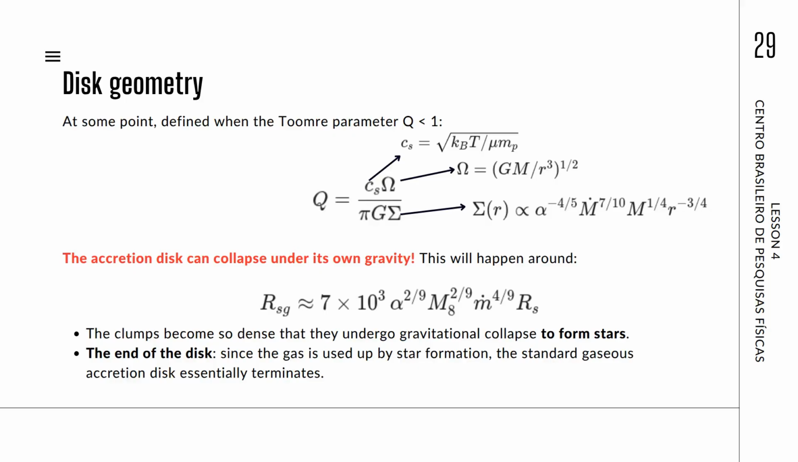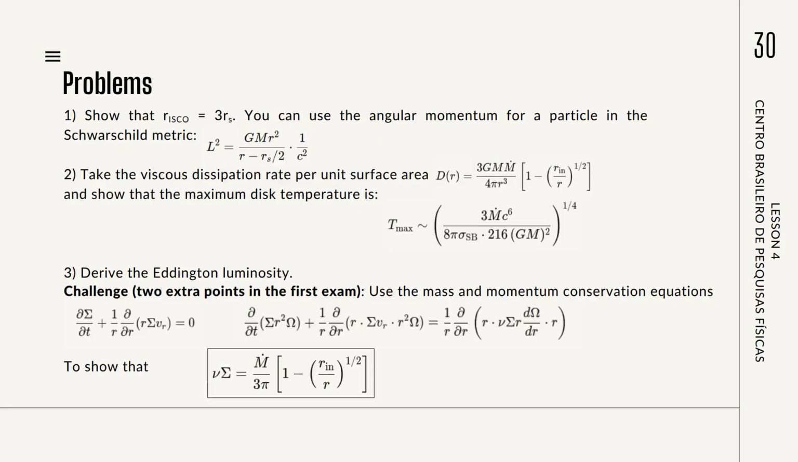And we observe, for instance, a population of very young stars close to supermassive black holes in the center of galaxies. It's not a proof of this, but it's an indirect evidence that this phenomenon happens. And this also defines the end of the disk. After that, the gas collapses, and it ends up in stars or planets or anything. Okay. And that's it for today.